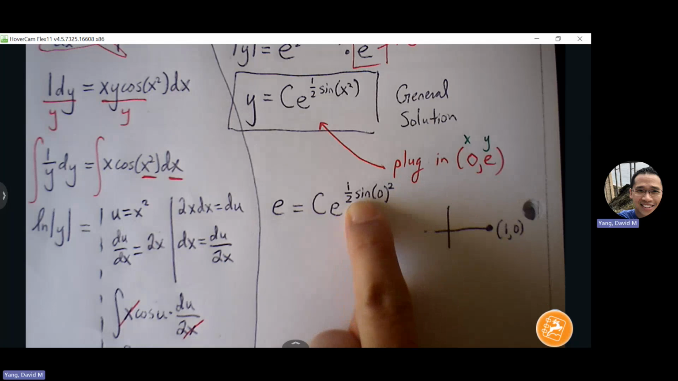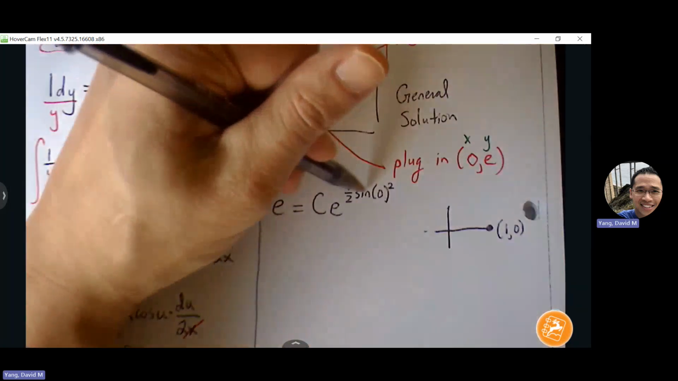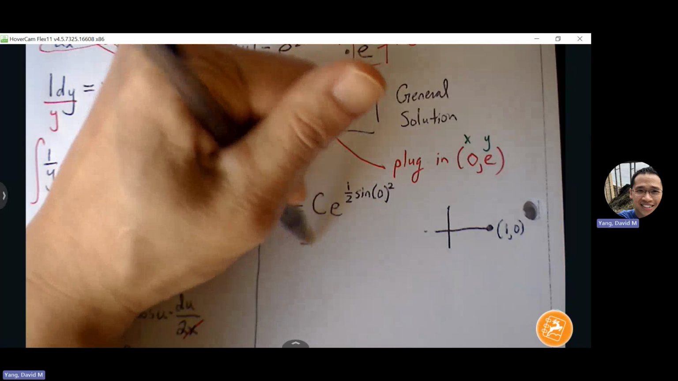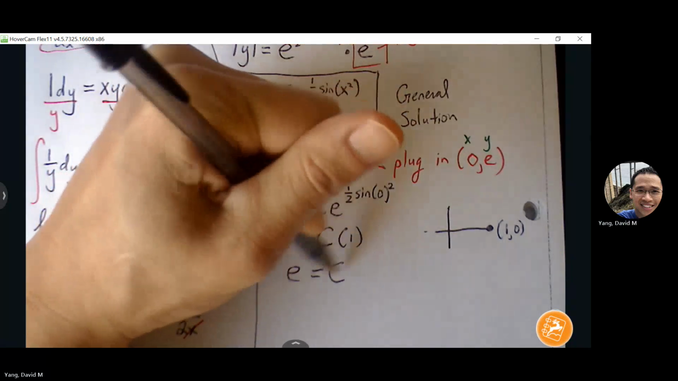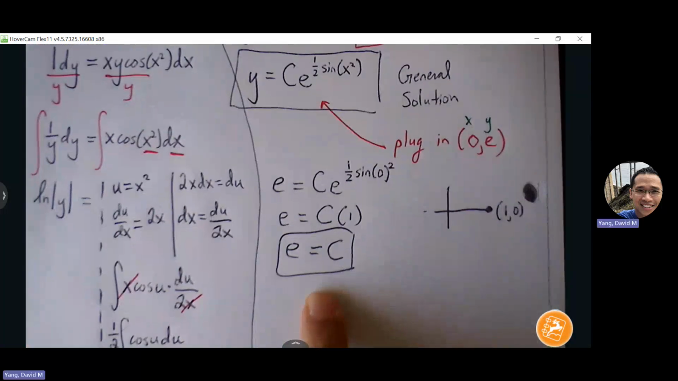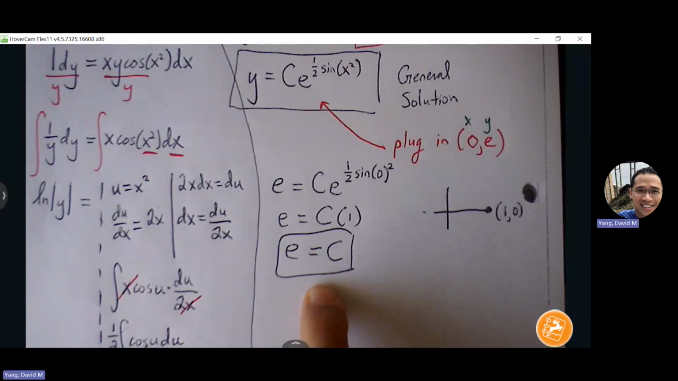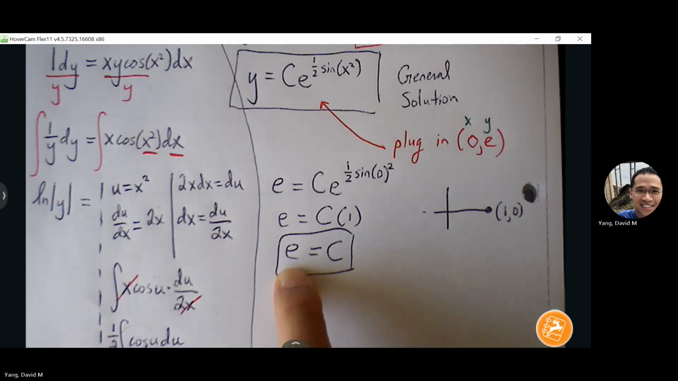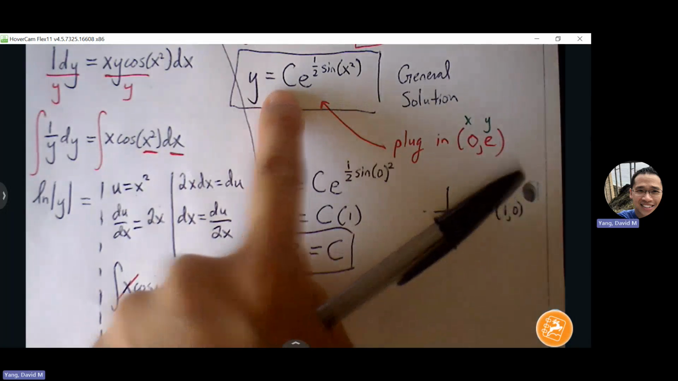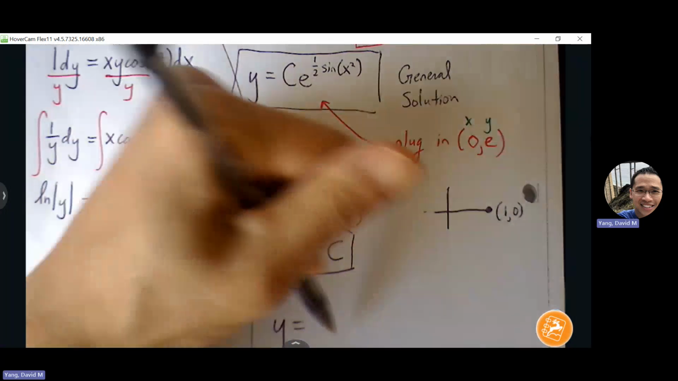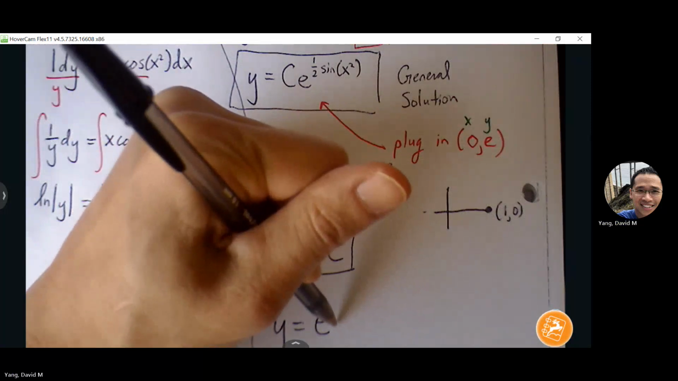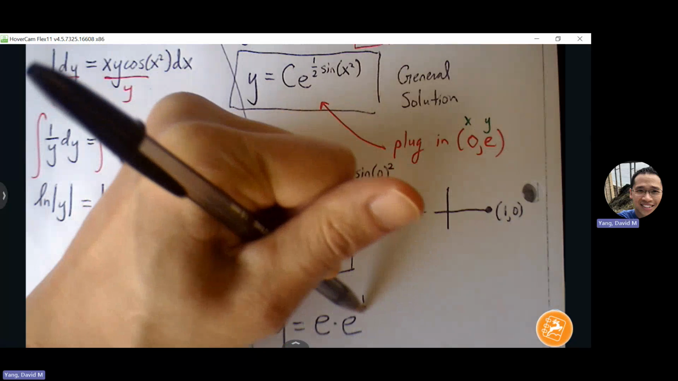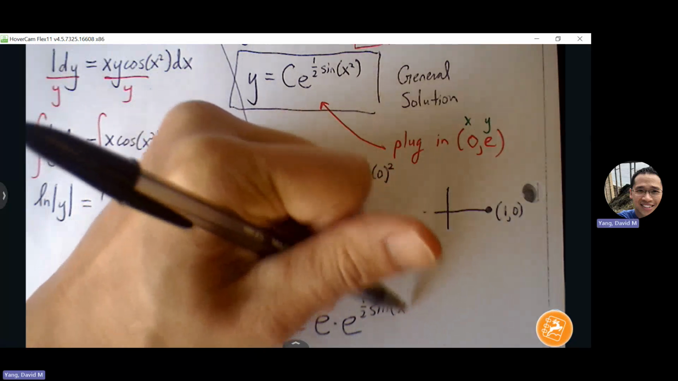E to the 0 is 1. So that's going to wipe it out. But it's not going to wipe the whole thing out. We still have the C left over. So C is simply just E. That's my C value. E is a number that we can put in for this here. So now I'm going to update my equation. It's going to be E times E to the 1/2 sine x squared.